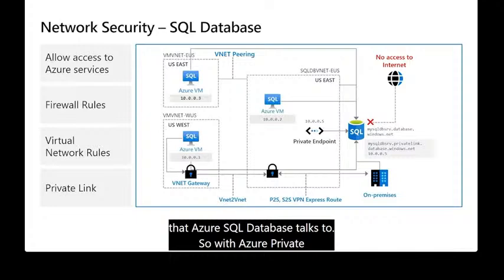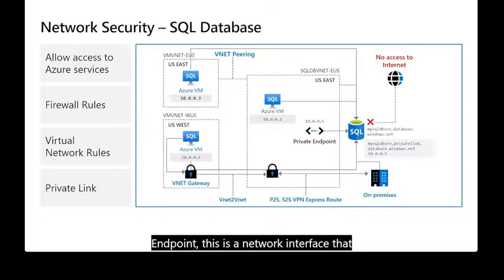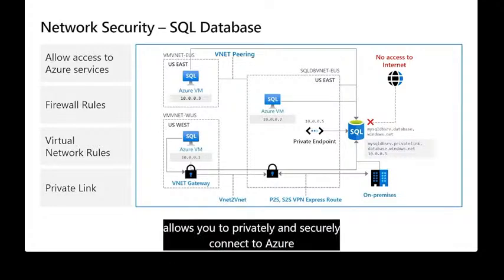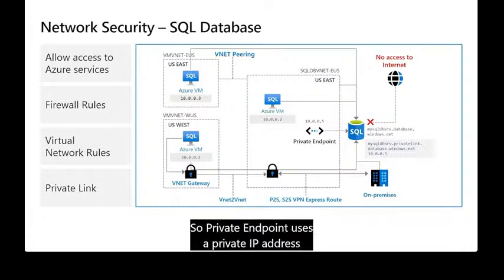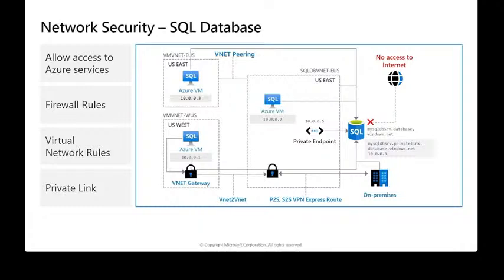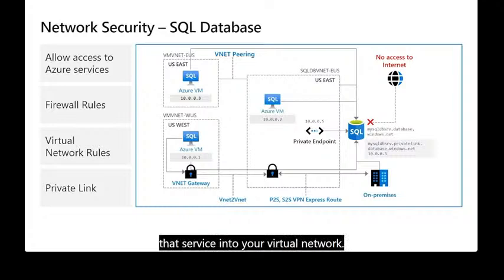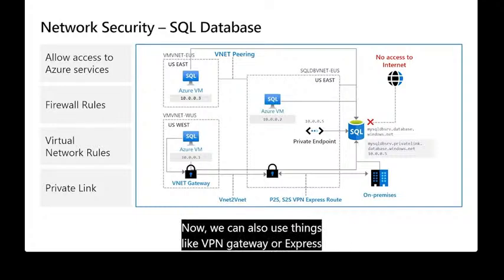So with Azure Private Endpoint, this is a network interface that allows you to privately and securely connect to Azure services through a private link. So private endpoint uses a private IP address from your virtual network so that it effectively brings that service into your virtual network.